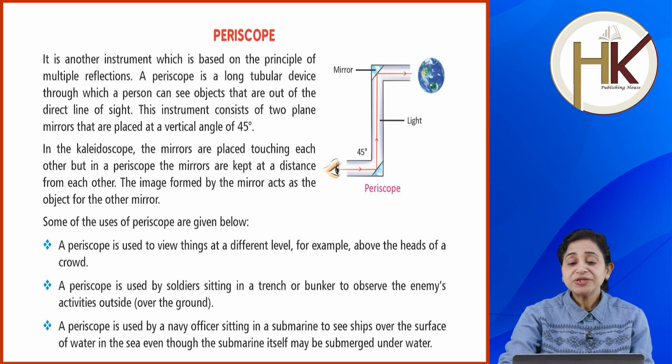Some of the uses of the periscope are given below. A periscope is used to view things at a different level, for example, above the heads of a crowd. A periscope is used by soldiers sitting in a trench or bunker to observe the enemy's activities outside over the ground. A periscope is used by a navy officer sitting in a submarine to see ships over the surface of water in the sea, even though the submarine itself may be submerged underwater.